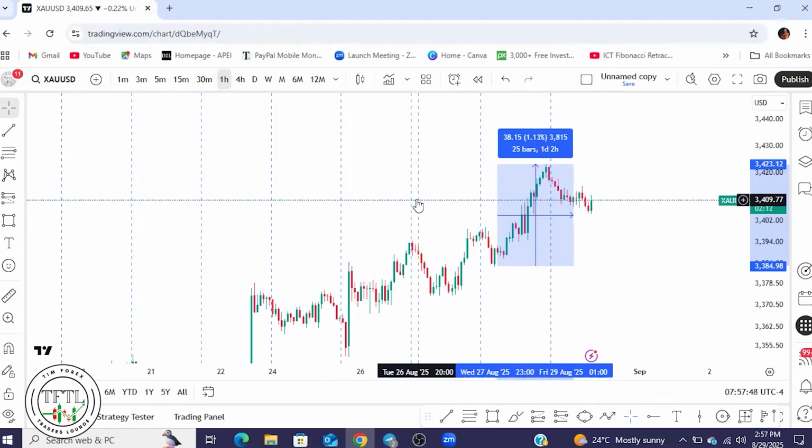Then there is the aspect of liquidity. Gold is very highly liquid, but it can move fast on news. It is highly liquid, and it also moves very fast, especially when we have high impact news.